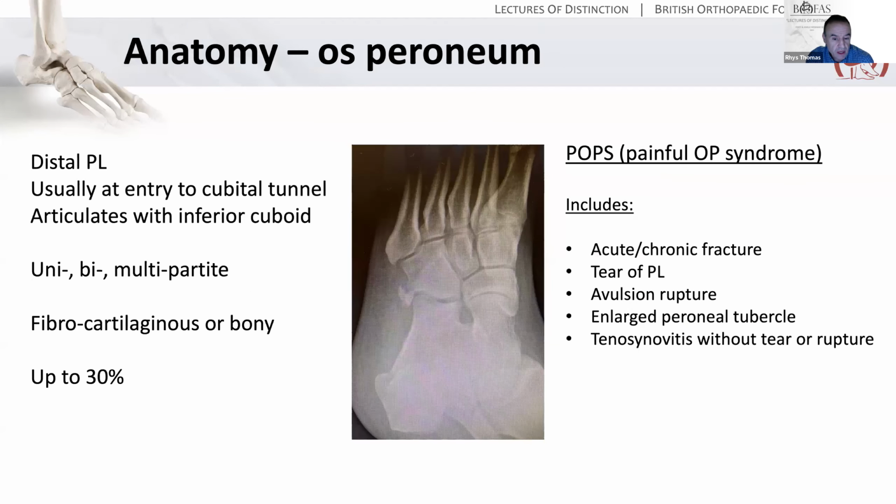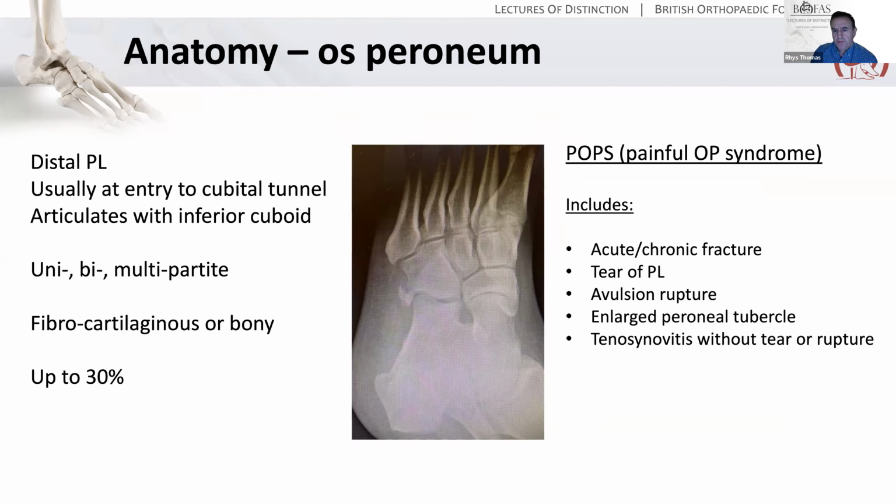An os peroneum is a sesamoid bone, which is seen in approximately 30% of patients. It runs in the peroneus longus, just in the region of the cuboid tunnel. It tends to articulate with the inferior cuboid, and a little bit like the sesamoid bones in the big toe, can be uni, bi, or multipartite, and can consist of both bone and fibrocartilage.